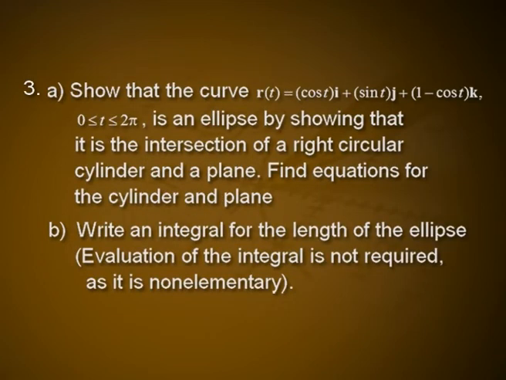Show that the curve r(t) equals cos t i plus sin t j plus (1 minus cos t) k, 0 less than or equal to t less than or equal to 2 pi, is an ellipse by showing that it is the intersection of a right circular cylinder and a plane. Find equations for the cylinder and plane. Write an integral for the length of the ellipse. Evaluation of the integral is not required as it is non-elementary.